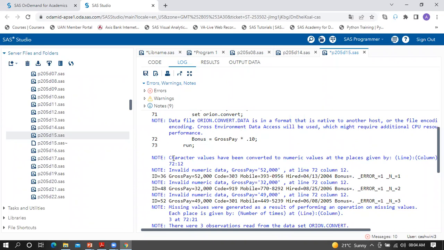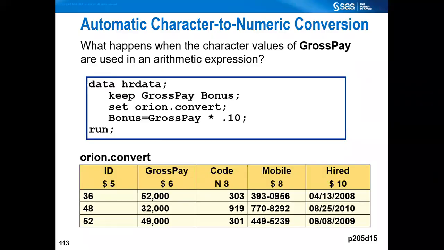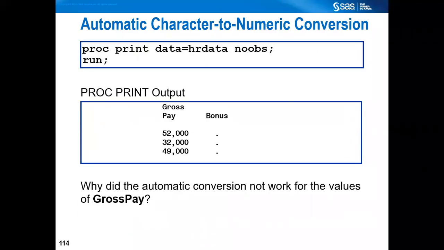So though SAS is trying to perform automatic conversion, it's not true for this value. Why? Because this value has a special size and it's a character. It's not a simple number. So this is what has happened in the pattern. So this is where it's telling: why did automatic conversion not work for the value of gross pay?